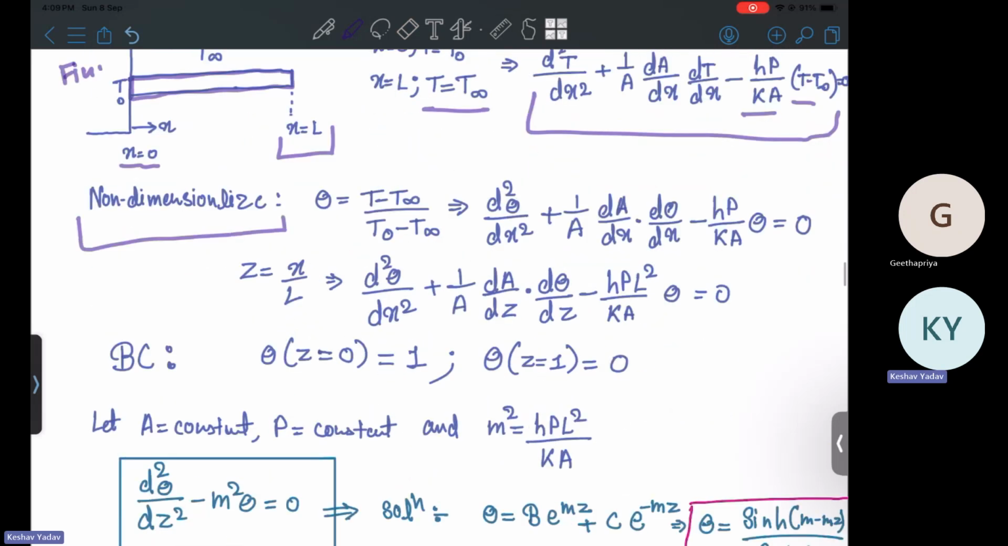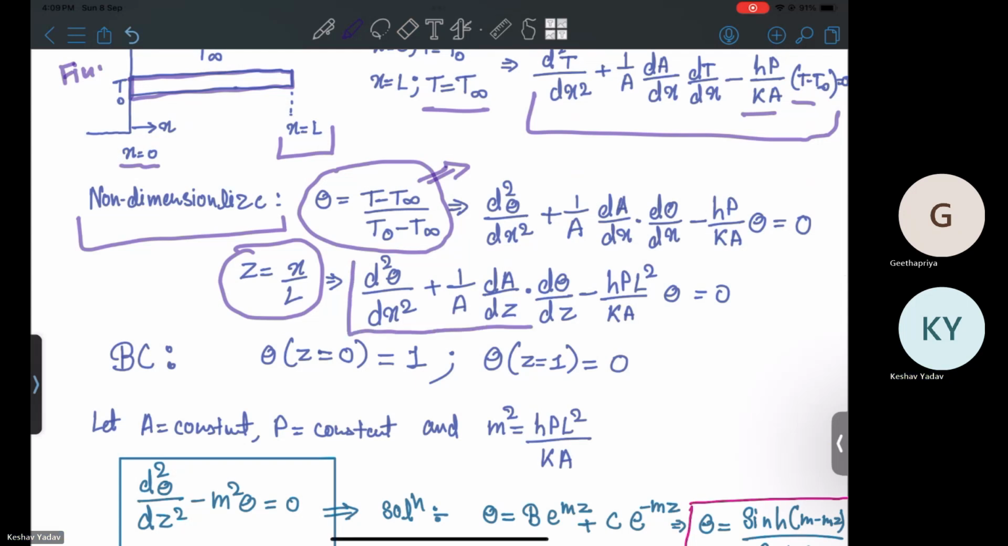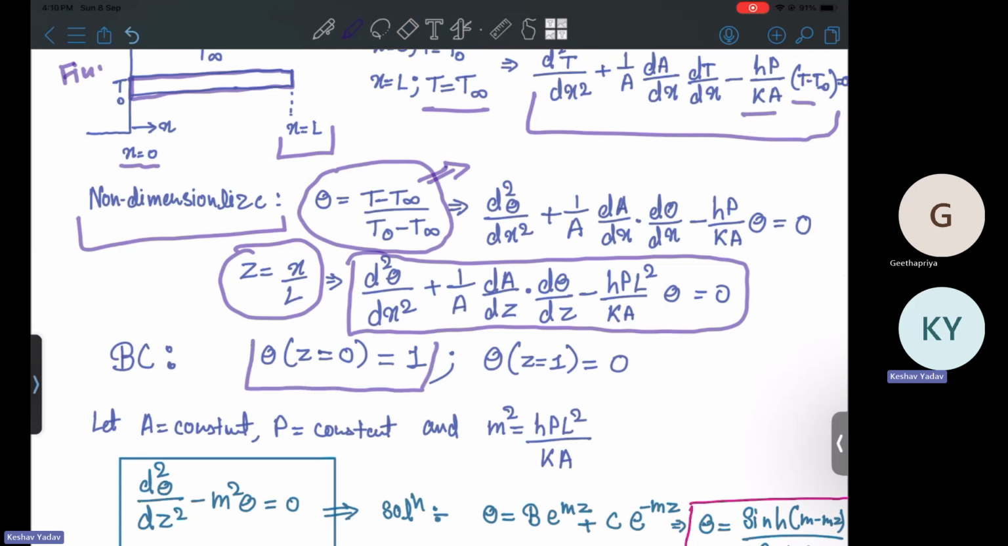Now we will try to non-dimensionalize it. Non-dimensionalization means we convert the temperature into a non-dimensional temperature and the length into a non-dimensional length. If you do that, we find the differential equation d2 theta upon dz square plus (1 upon A)(dA upon dz)(d theta upon dz) minus (hP L square upon kA) multiplied by theta equal to 0. What is the boundary condition now? If you put here z equal to 0, T is what? Here we will do T naught.